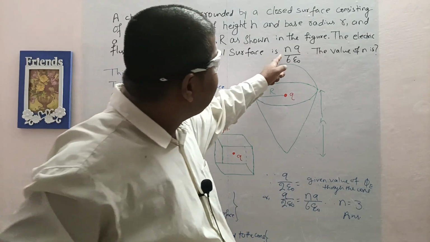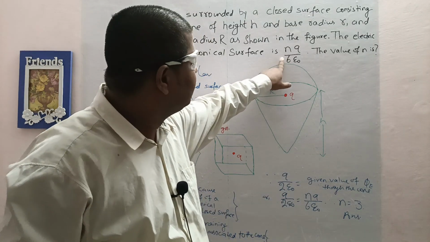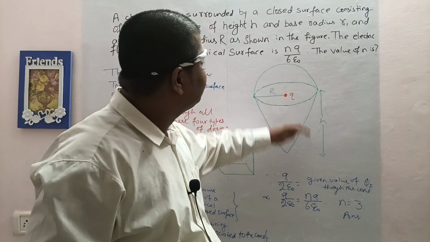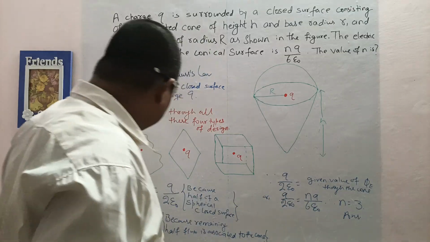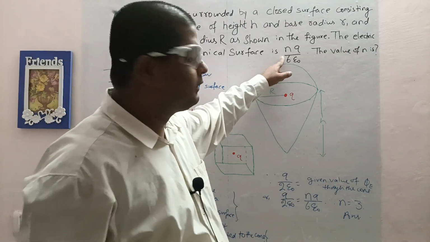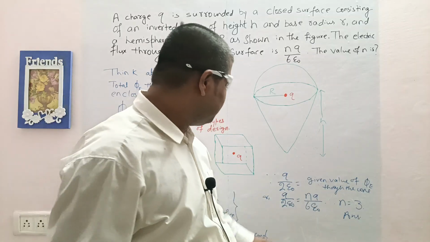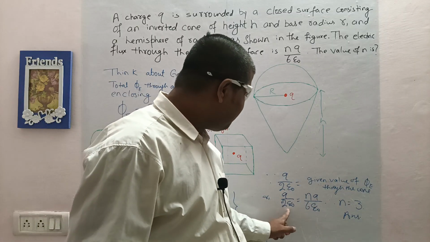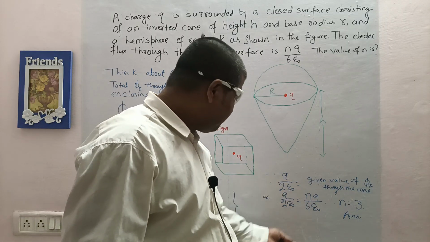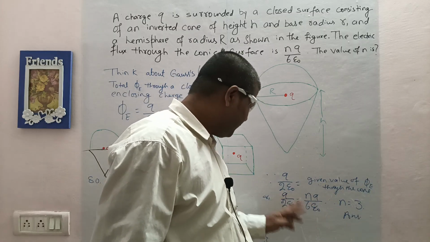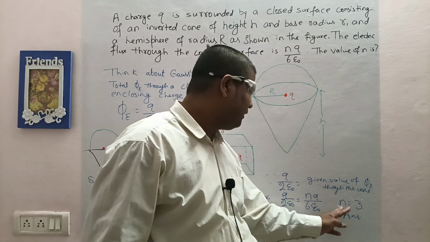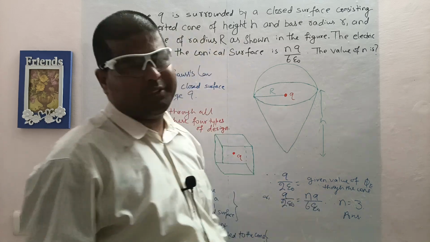Now the value of the electric flux through the conical Gaussian surface in the question is this. So this and this are equal in calculation, so I have equated them, and after equating I get the value of n equals 3, because Q cancels, epsilon cancels. Means the question is solved.